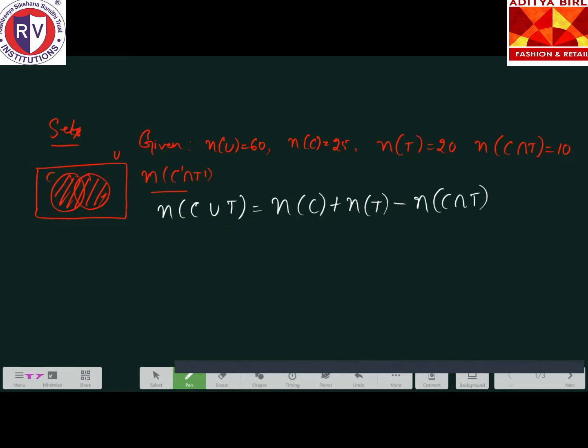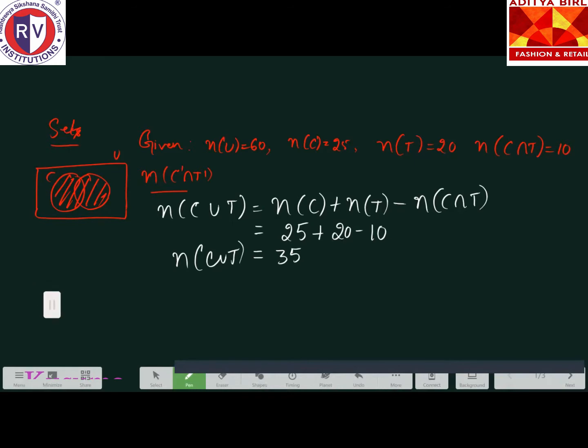So we have all the values here. We know N of C, N of T, and N of C intersection T. Let us substitute all the values: N of C is 25 plus N of T is 20 minus N of C intersection T, which is 10. Upon solving this, N of C union T is 35.